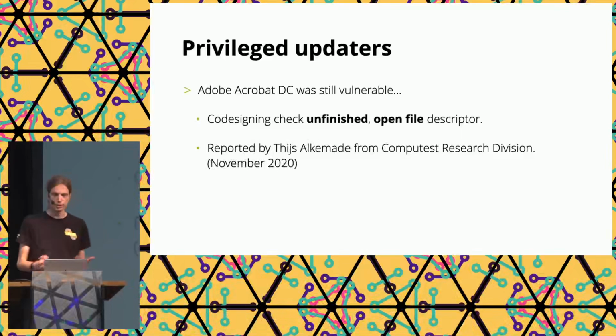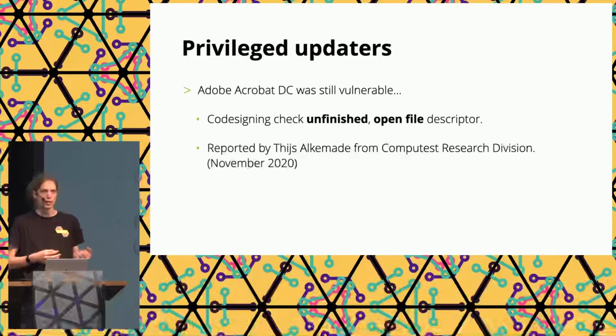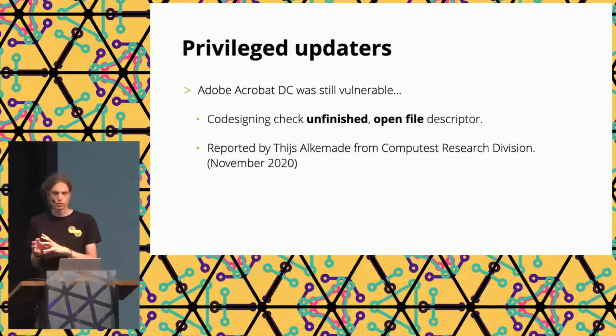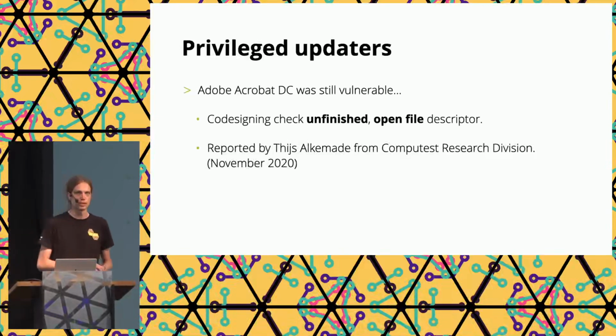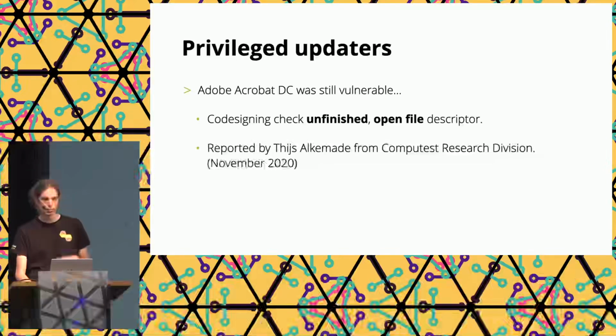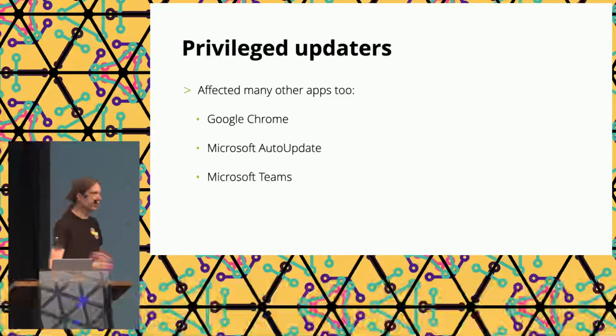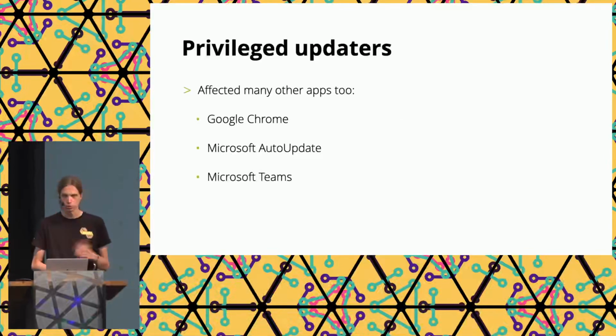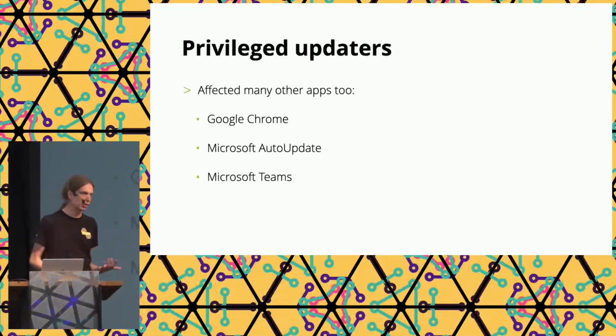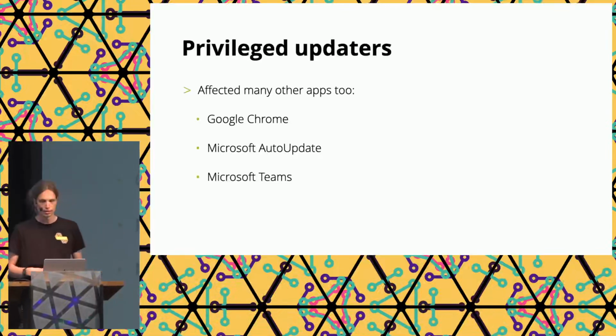So what this really illustrates is that you can separate out dangerous operations into a separate small privileged process and then use XPC as a way to communicate with that, but also that code signing is a very important part to make this work correctly. Now, there have been many applications that had similar vulnerabilities in the past. Google Chrome at some point had vulnerabilities like this. The Microsoft Auto Update tool and Microsoft Teams has its own updater that had similar vulnerabilities.